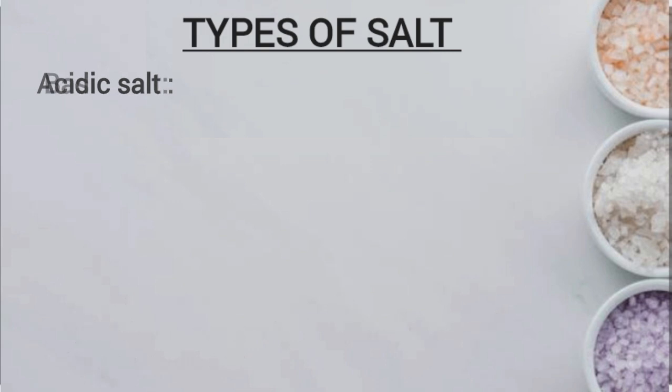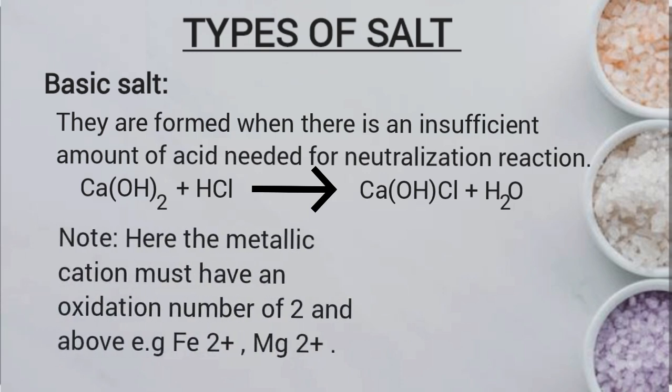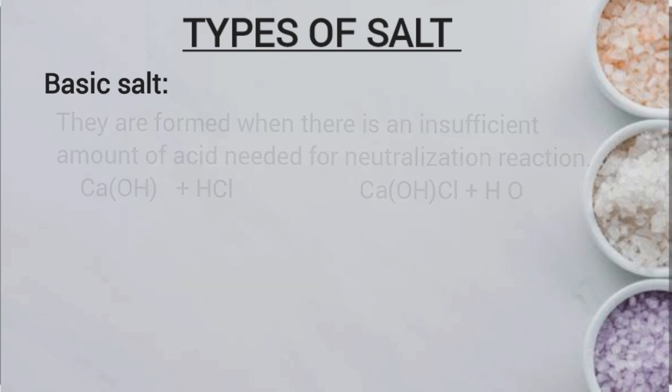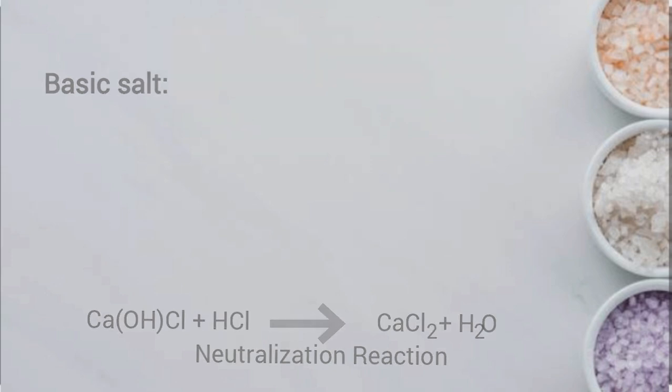Now the next is the basic salts, and these basic salts are formed when there's an insufficient amount of acid needed for the neutralization reaction. Here, the metallic cation must have an oxidation number of 2 and above. They also show basic properties, neutralizing acids.